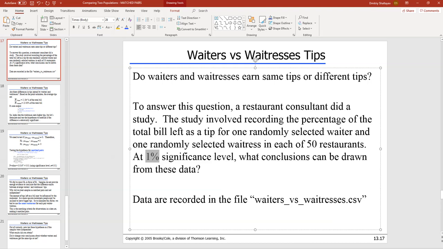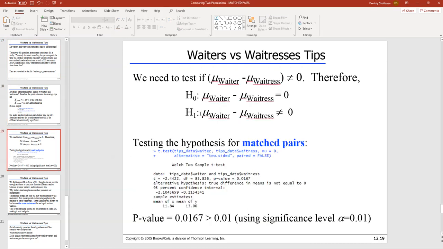And what was my alternative? My alternative was saying that the difference between waiters and waitresses is not 0, which means that the average tip for the waiter is not the same as the average tip for the waitress. So my samples do provide the evidence that even though it doesn't seem like a big deal, the difference is only 1.16% between waiters and waitresses, this is a statistically significant difference. So this sample does provide the evidence that waiters and waitresses are not paid the same.